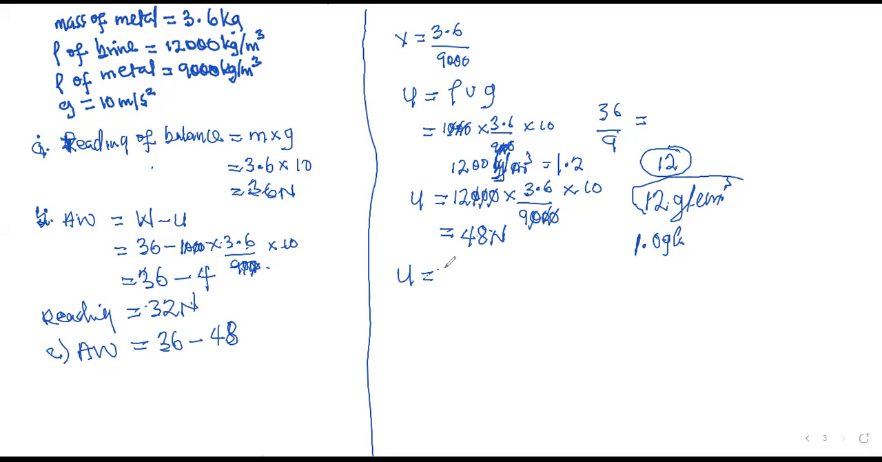Yes, please. So 1,200 times 3.6 over 9,000 times 10. And this 1, 2, 3, 1, 2, 3. So it will give us 12 times 36. And what is 12 times 36? Twelve times 36. 432.